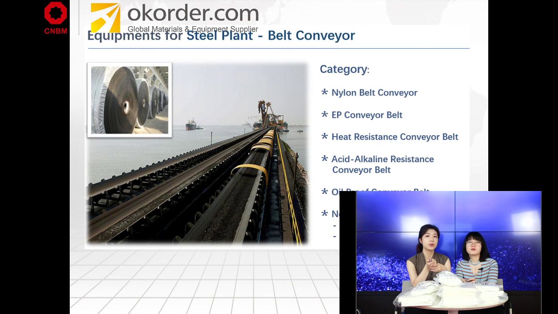Oh, okay. So belt conveyors, right, for transport, conveyor, for transport in the steel plants. And we have different materials like nylon, EP, or acid and alkaline resistant. These are the different materials used in different applications.